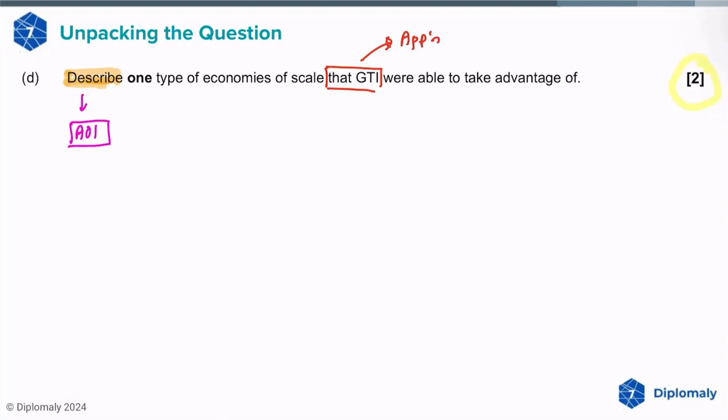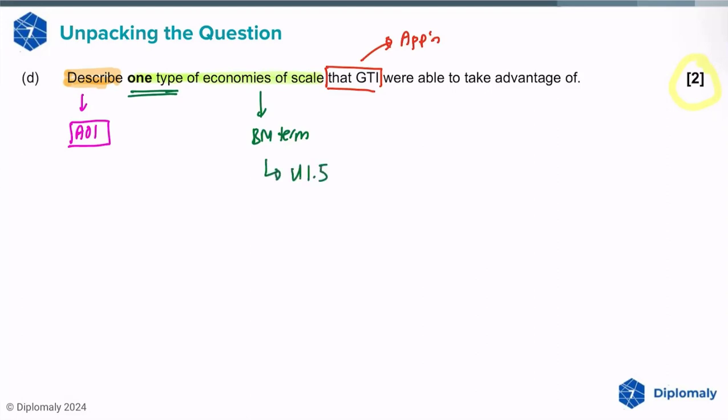So describe one type of economies of scale that GTI were able to take advantage of. What you can see here is you're talking about one type of EOS. So the BM terminology here we're talking about is economies of scale. And you need to be able to describe one type of that, right? So when it comes to economies of scale, there's many different types. This is from unit 1.5.